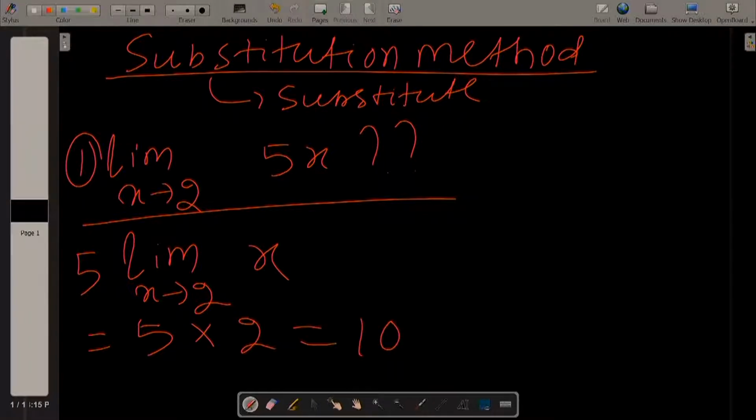This is known as the substitution method. That means when x tends to 2, that value we have to substitute in the variables. So this method is known as the substitution method.